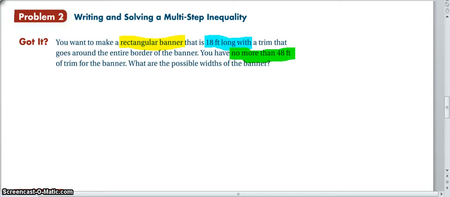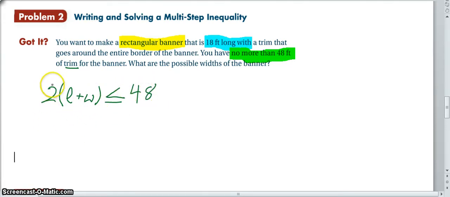We have to start by remembering that the perimeter of a banner, since we're talking about the trim that goes all the way around it, is equal to 2 times the length plus the width. Now we'll go back and fill in what we know in a minute. That perimeter has at most 48 feet because it can be no more than that. So the perimeter could be equal, we could use all of it, or it could be less than. So we set up that the perimeter is less than or equal to 48.